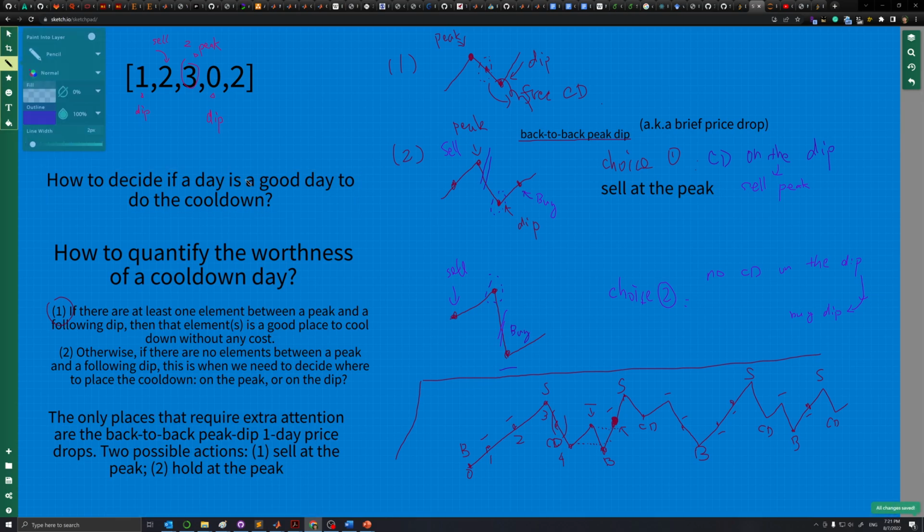No CD on the dip. This also means what? There's no sell previously. That's the one thing we can infer. There's no sell at the peak. So we don't know if previously we sold it or not, but this just means that there's no sell.